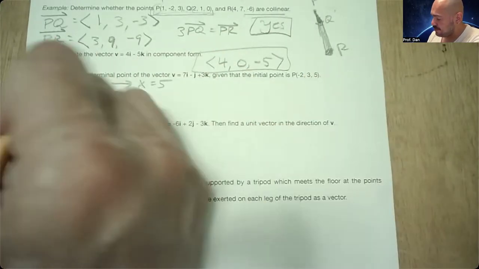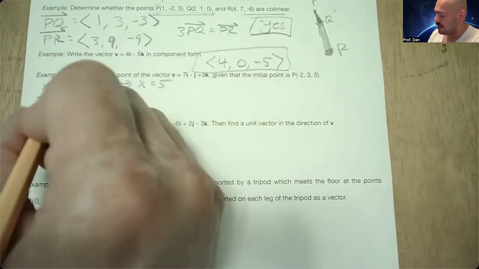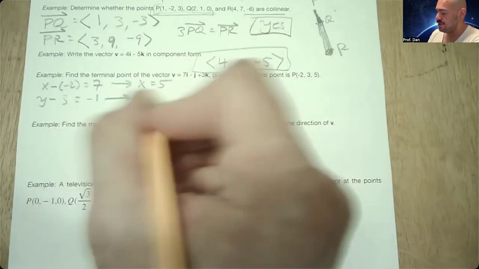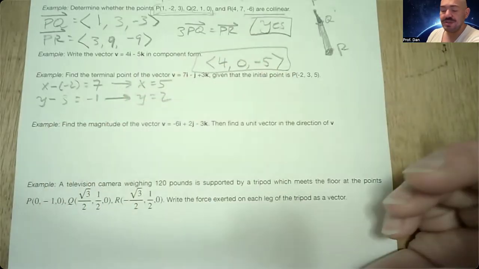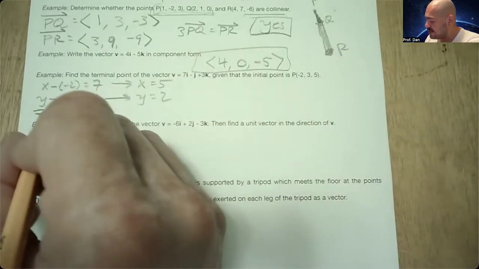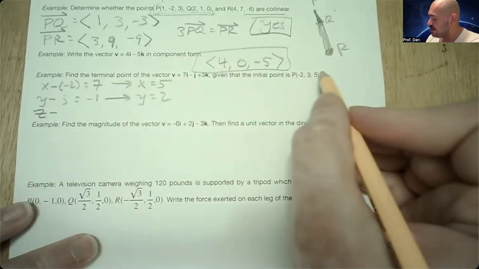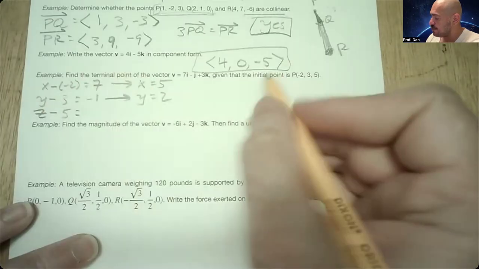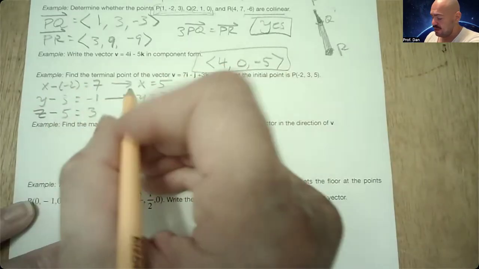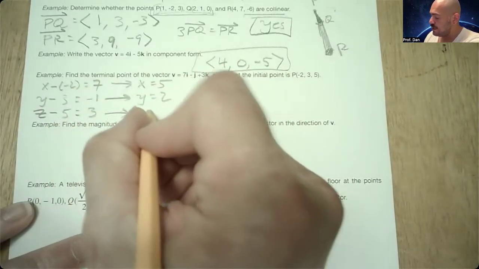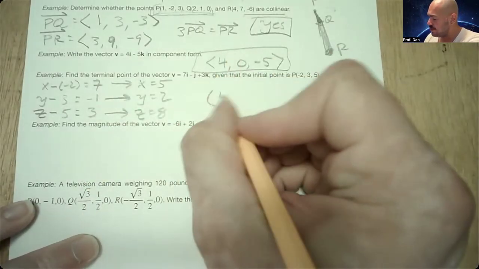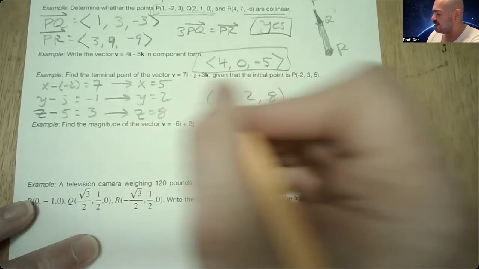For the second one, we have the final y minus the initial y is equal to -1. This would mean that y has to be equal to 2. And then for our z, we've got final z minus the initial z, which was 5, and that's going to be equal to the z component of the vector, 3. And what number minus 5 gives me 3? That would be 8. So the terminal point would be the coordinate 5, 2, 8.